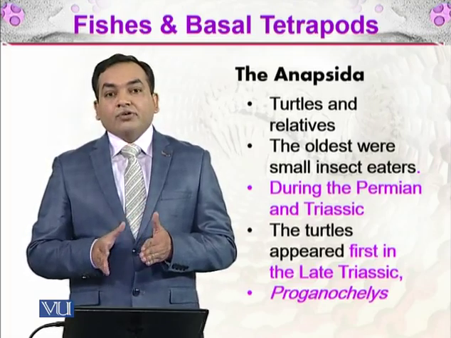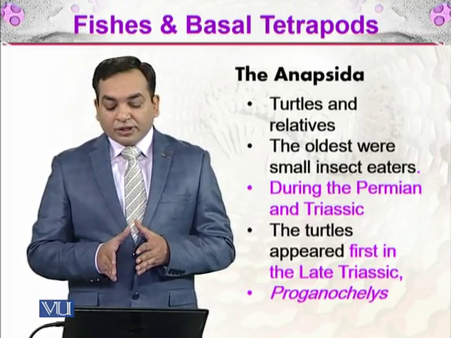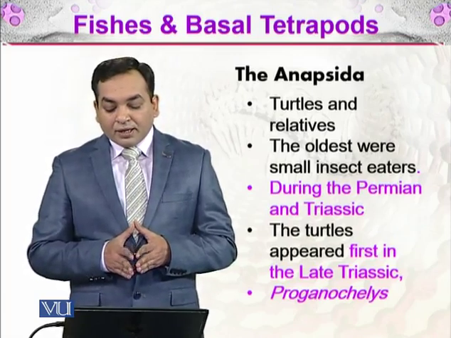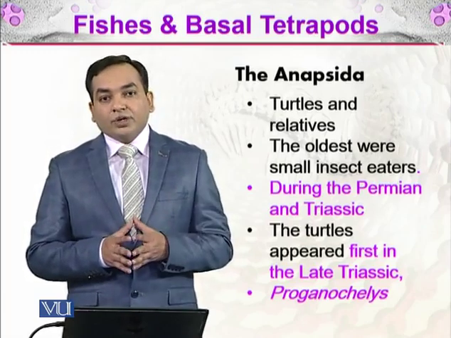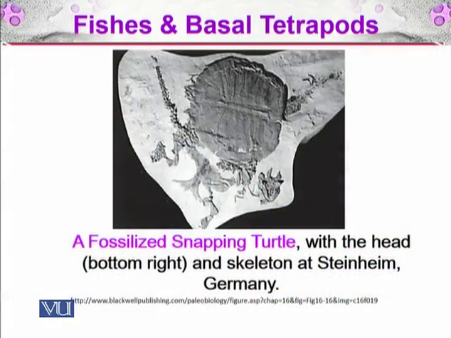During the Permian and Triassic they developed, and they were dominating the earth during these periods. Turtles first appeared in the late Triassic, and one of the key animals we can see in the fossil record is Proganochelys. Here you can see a fossilized snapping turtle with the head on the bottom right, found at Steinheim in Germany. You can see their turtle-like structure, and the head is quite like what we see today.